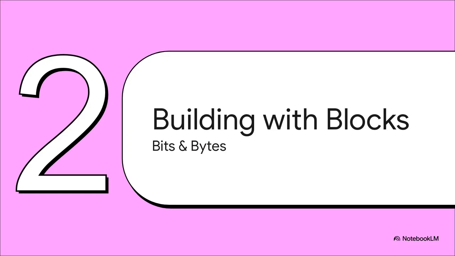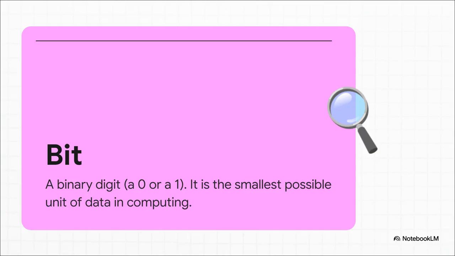Okay, so one little switch by itself isn't all that useful, right? But what happens when you start stringing them together by the millions and billions? Well, that's when we get the real building blocks of all digital information. Each one of those zeros or ones has a name. It's called a bit, which is just short for binary digit. You can think of it as the atom of the digital universe. It is the absolute smallest piece of information a computer can possibly understand.